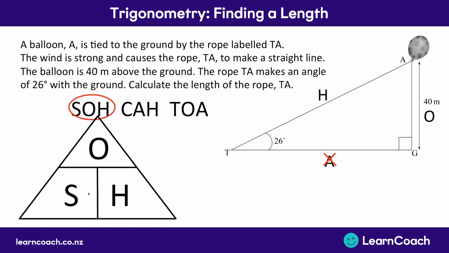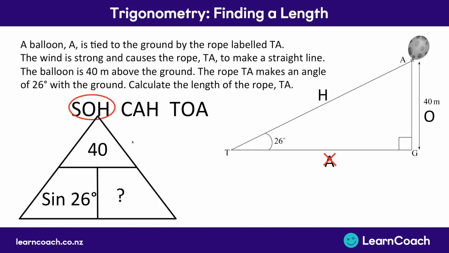Now let's sub in. We know S stands for sine angle. So we put in sine of 26 because 26 is our angle. We also know that O is 40 meters because we're told that in the question. It's 40 meters above the ground. So let's put that into our triangle. Finally, we're trying to find H, the length of the rope. So let's put in a question mark to show that that's what we're trying to find.